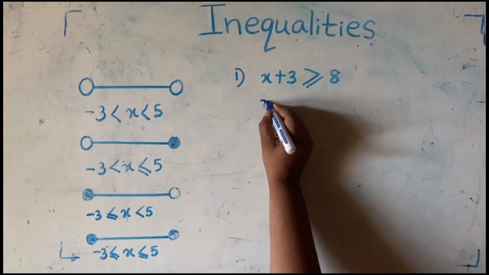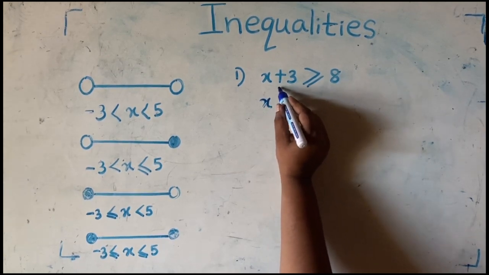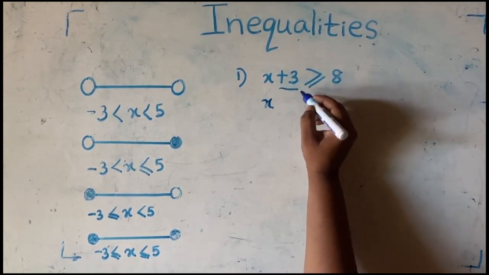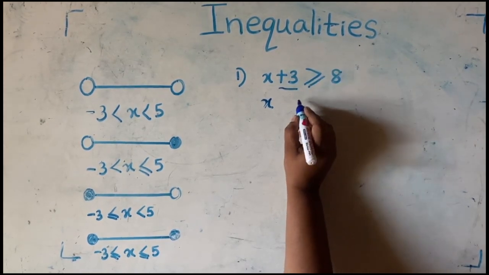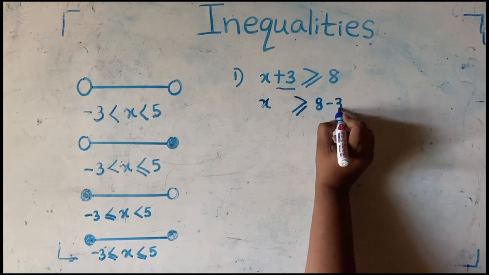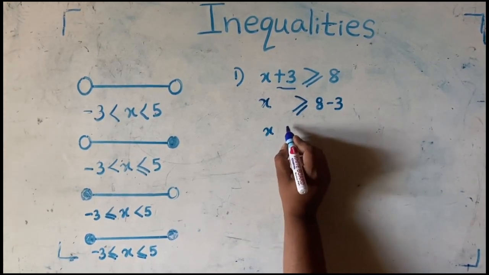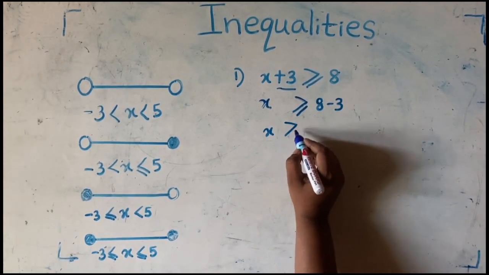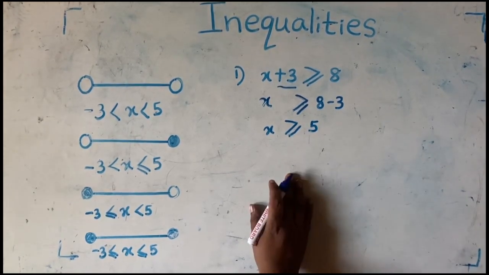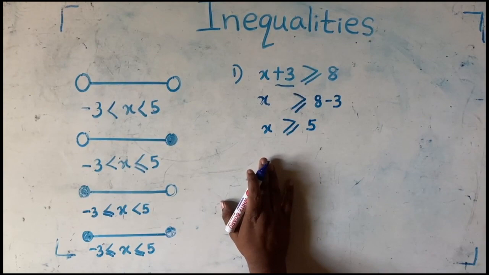So I am keeping this x and I am removing this 3 from this side. And when I am taking it to the other side, it will be negative. Then we will get the answer: x is greater than or equal to 5. x is greater than or equal to 5.